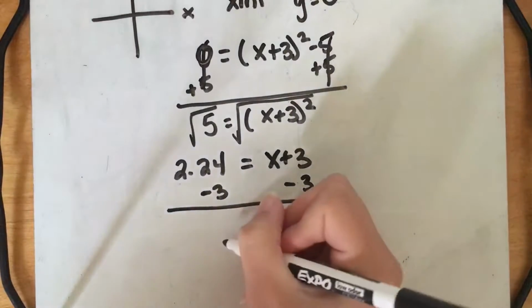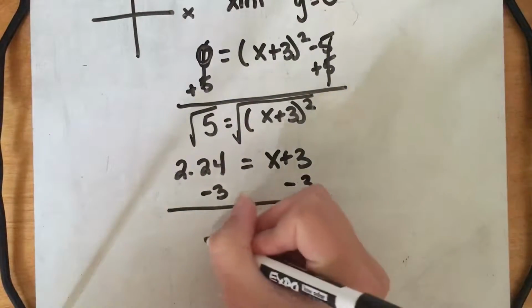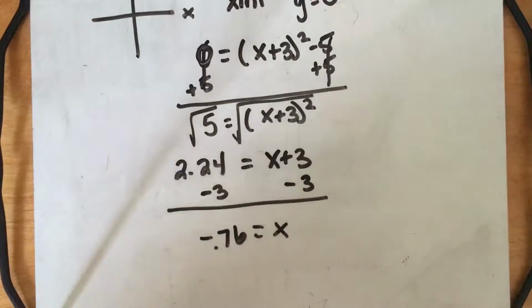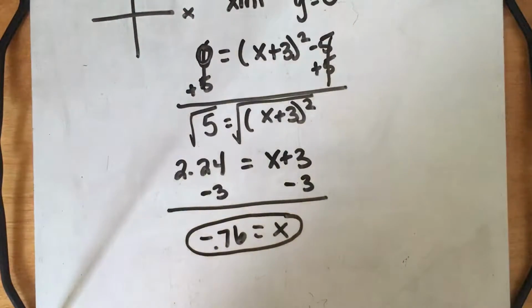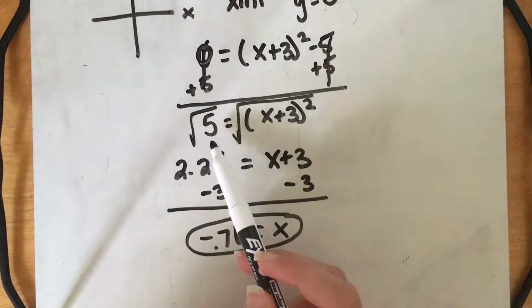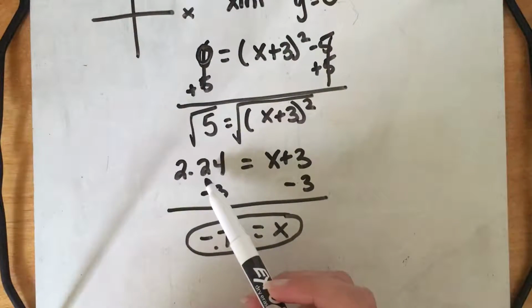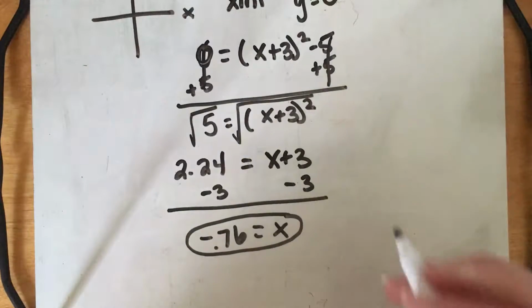So then we're going to get x equals negative 0.76 approximately here. So that's one of our x-intercepts. And I said there's probably going to be 2 because it's a parabola. So the square root of 5 could be positive 2.24 or it could be negative 2.24.